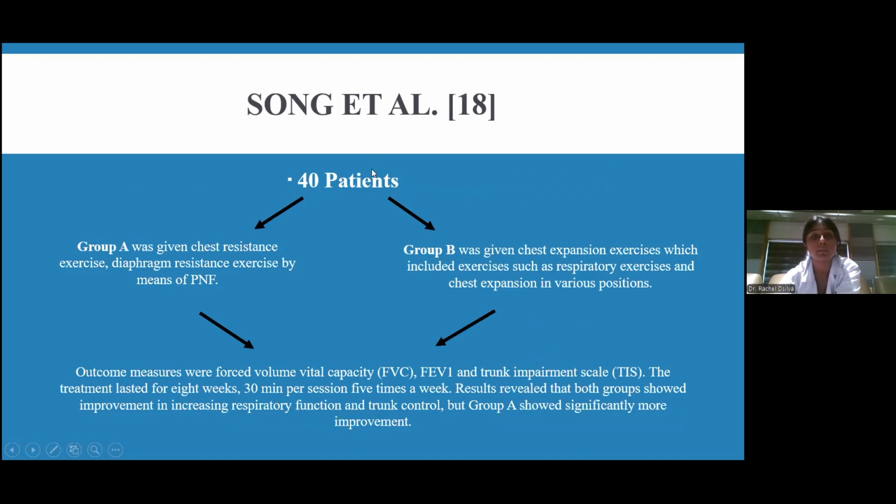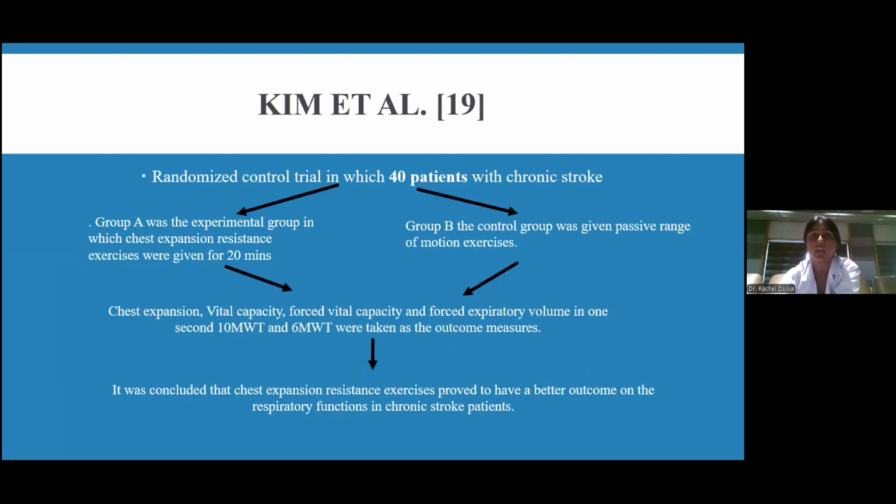Song et al., in their study, used 40 patients, divided them into 2 groups. Here, Group A was given chest resistance exercise, diaphragm resistance exercise by the means of PNF. Group B was given chest expansion exercise, which included exercises such as respiratory exercises and chest expansion in various positions. Outcome measures were forced vital capacity FVC, FEV1, trunk impairment scale. The treatment lasted for 8 weeks, 30 minutes per session, 5 times a week. Results revealed that both groups showed an improvement in respiratory function and trunk control, but Group A showed significantly more improvement.